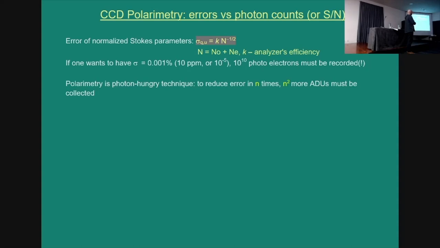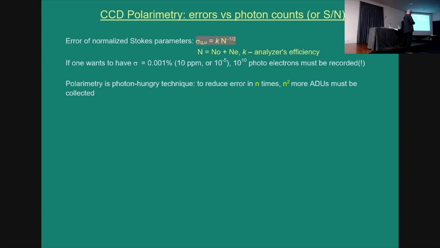So if one wants to have sigma P, or sigma U, at this level, 10 to minus 5, or 0.01%, 10 to 10 photons, or the corresponding number of photoelectrons, must be somehow recorded. So the polarimeter is a photon-hungry technique. To reduce the error n times, n squared more ADUs must be collected.